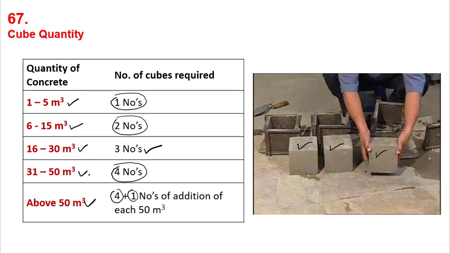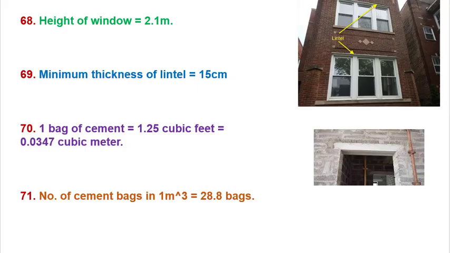You can be asked by any interviewer in any interview for any sort of job for a civil engineer, and if you are a site engineer, you must know these points. So this point was related to the cube quantities with respect to the quantity of concrete. And the second slide contains 4 important points.